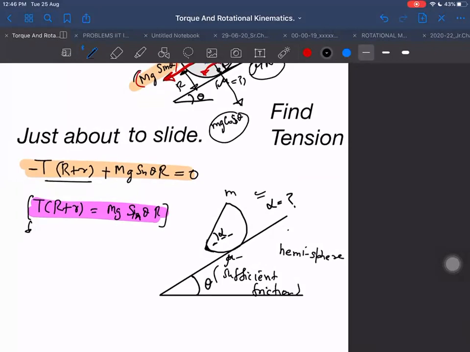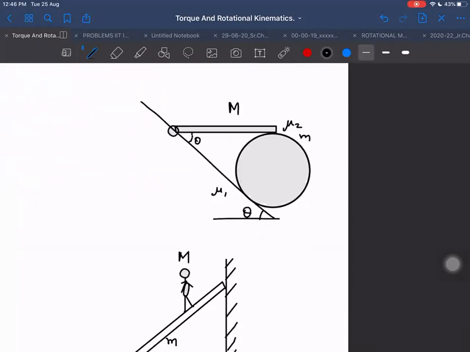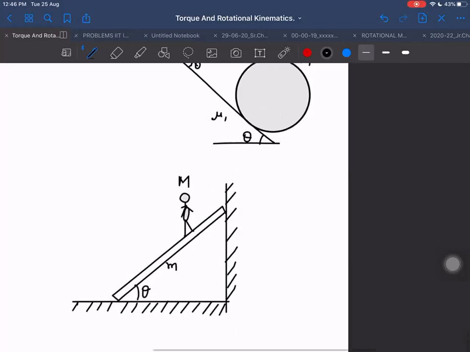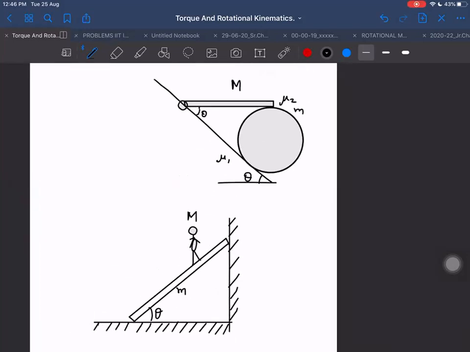Sufficient friction. Okay. We will try this question, sir. This question also I'm leaving for you, and this question also I'm leaving for you. In fact, maybe in the evening I can discuss. But before that, if you get 15 or 20 minutes time, then at least take a snapshot of this and think about this.